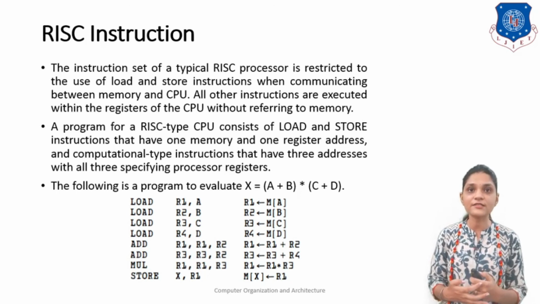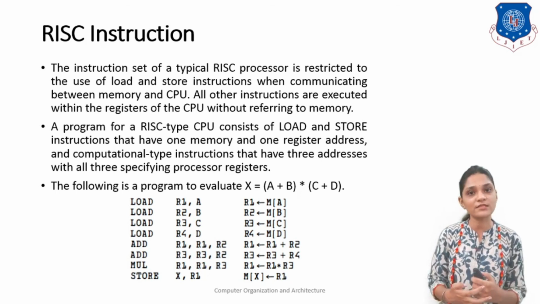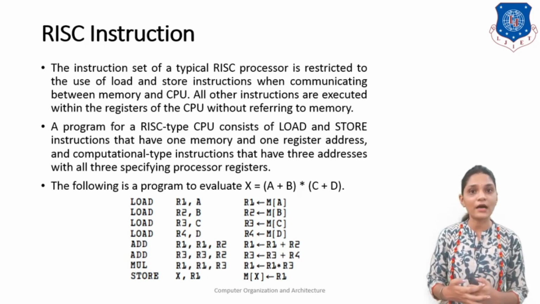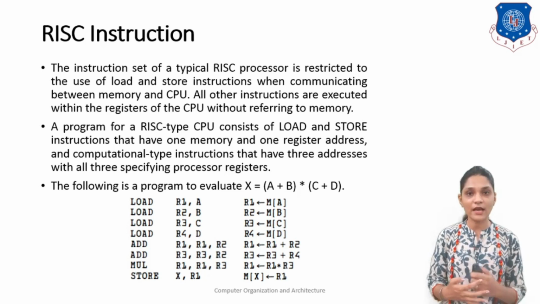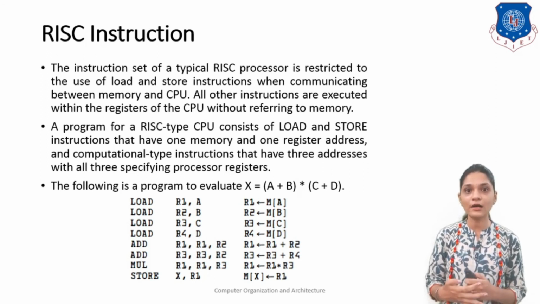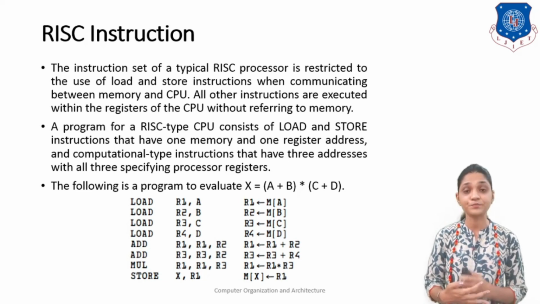After that, we can use the ADD and MUL instructions, and these can have three address fields, and these three address fields will only be processor registers. So for the ADD instruction, we can use ADD R1, R1, R2. This instruction will add the contents of registers R1 and R2, and the result is going to be stored in register R1. And ADD R3, R3, R4 will add the contents of registers R3 and R4 and store the result in register R3.